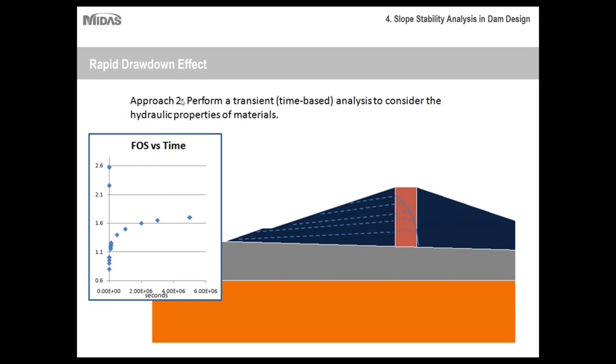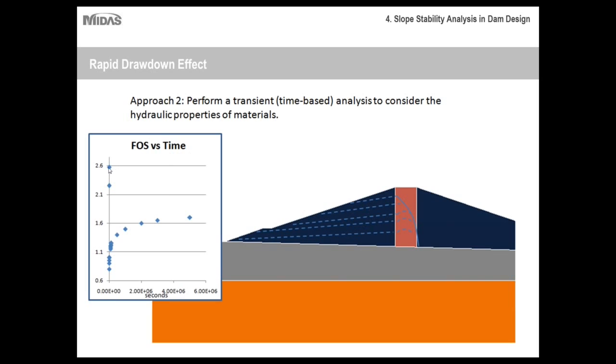So here we have approach 2, which is a transient or time-based analysis to consider hydraulic properties of the materials. As you can see, instead of just taking a before and after, using your numerical modeling program, you'd be able to create a series of analyses over a period of time, and you'd analyze how the slope stability would be affected as the water level changes very gradually. So here is a series of piezometric lines, a very simplified picture though.